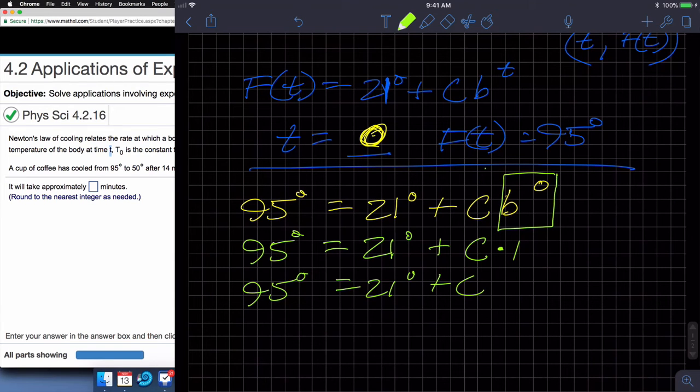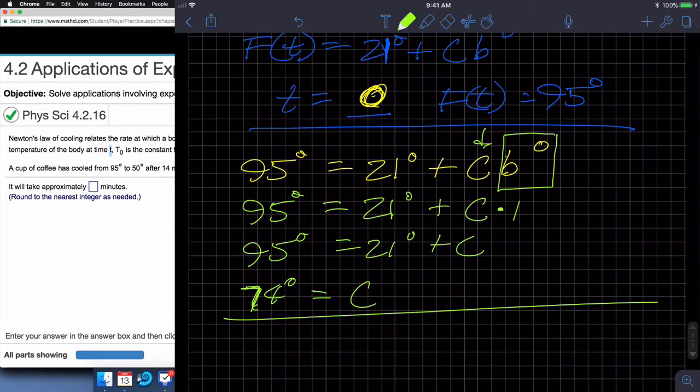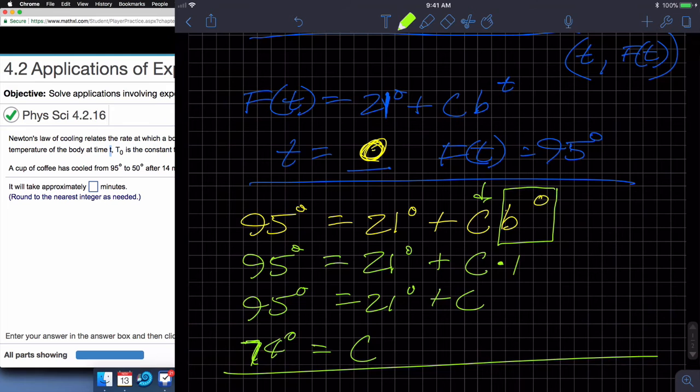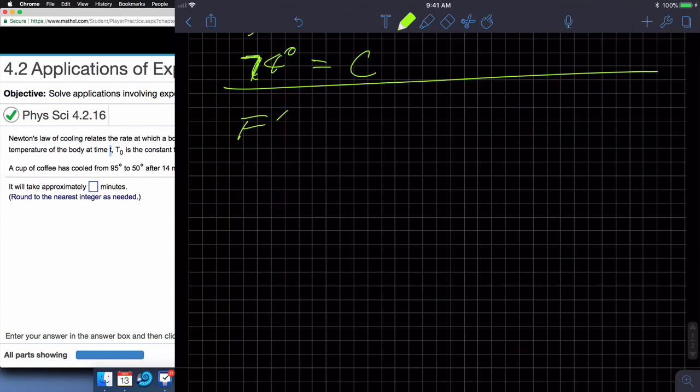And so now I can figure out what this constant is, C. Subtract 21 from both sides and I get 74 degrees equals C. So this resets my function to be F of T equals 21 plus 74 times B to the T. So let's set that up. F of T equals 21 degrees plus 74 degrees times B to the T.